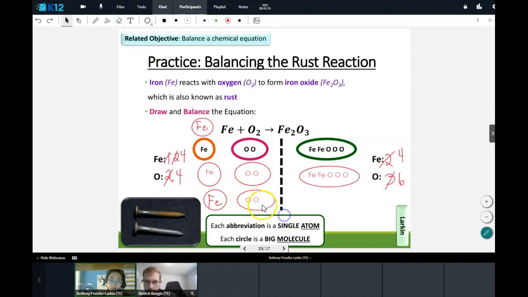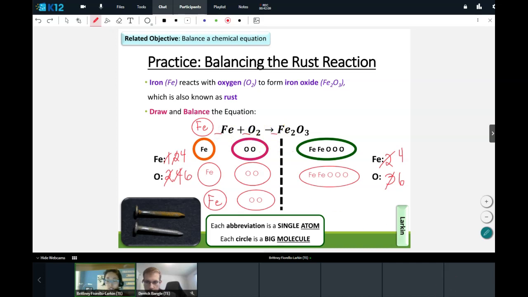And finally, how many O's are now on the left-hand side? Yeah, now there are 6. So is this balanced, yes or no? Yes, this is perfectly balanced. So all we need to do is figure out those coefficients, the big numbers in front.